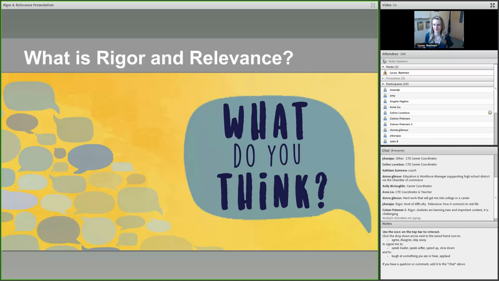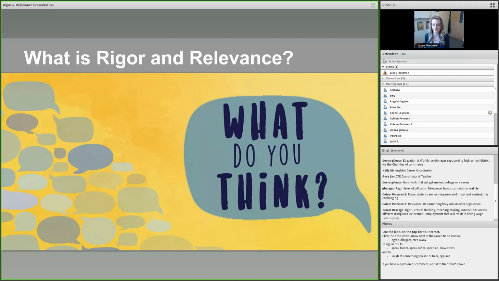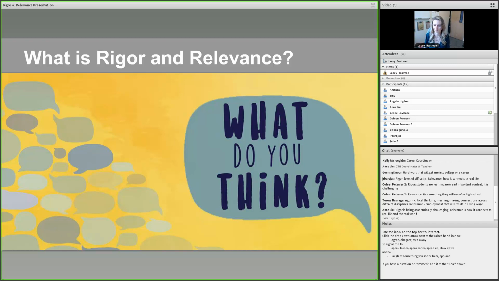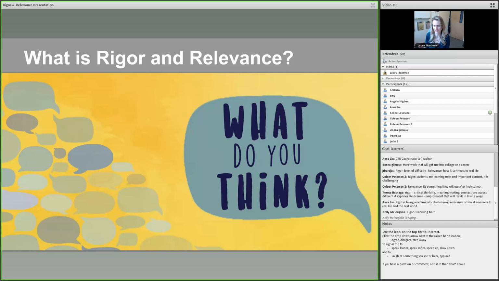So think about what rigor and relevance means. What does it mean to you when you think about rigor in education and relevance in education? We have: hard work that will get me into college or a career; level of difficulty, relevance, how it connects to real life; rigor, students are learning new and important content, it is challenging, relevance is something they will use after high school; rigor is critical thinking, meaning making, connections across different disciplines, relevance, employment that will result in living wages; rigor is being academically challenging, relevance is how it connects to real life in the real world; rigor is hardworking. These are all great responses. And feel free to add in more if you'd like. If you missed the opportunity now, that's okay.